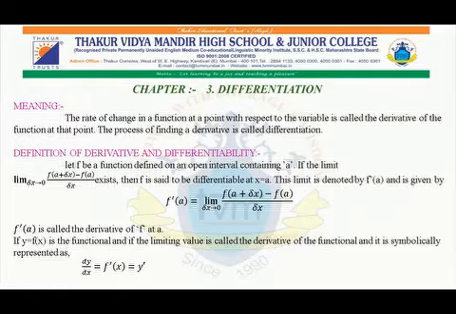For derivative we use the dash. So the function is f of a, then its derivative is f dash a, and is given by this formula. This formula is f dash a equals the limit as delta x tends to 0 of f of a plus delta x minus f of a upon delta x, where f dash a is called the derivative of f at the point a.